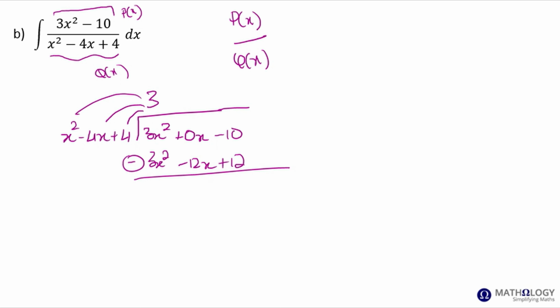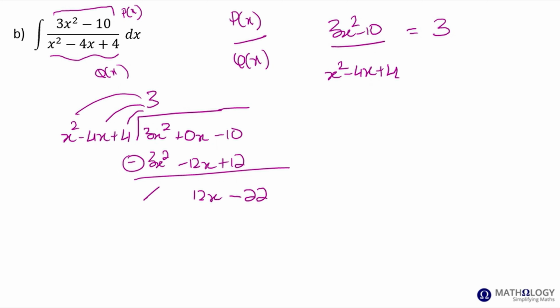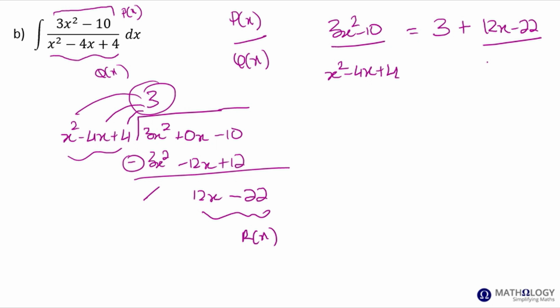Then we subtract these expressions. So 3x squared minus 3x squared is 0. 0 minus minus 12 is 0 plus 12x, so it's 12x. And then minus 10 minus plus 12 is minus 10 minus 12, which is minus 22. So 3x squared minus 10 over x squared minus 4x plus 4 equals 3, which is the quotient we got here, plus the remainder, which we can call r of x, 12x minus 22 over q of x, which is x squared minus 4x plus 4.